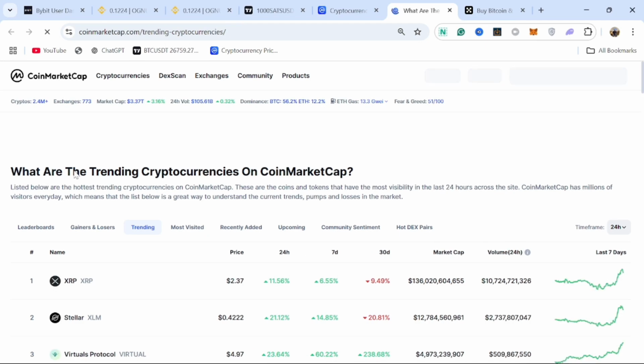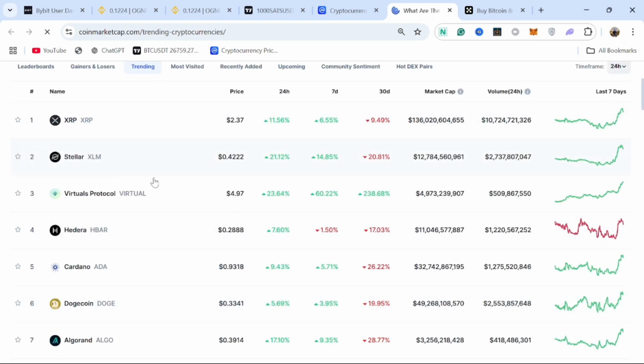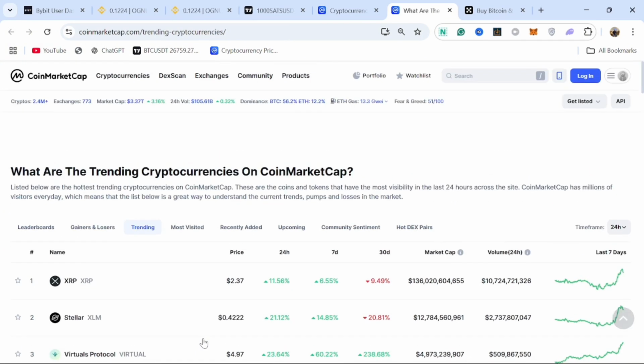When we click on the trending section, they are going to tell us the coins people are currently buying. So we can see XRP, XLM, Virtual, HBAR, ADA, Cardano, Dogecoin, and Algo. These are the coins that are currently popping. These are the coins that people are investing their money in.